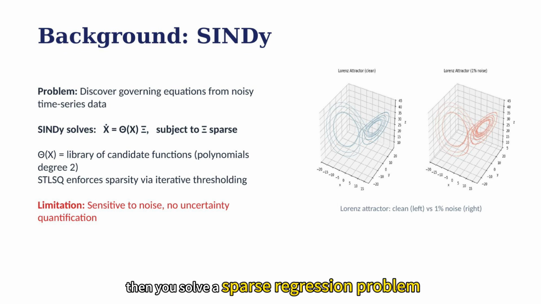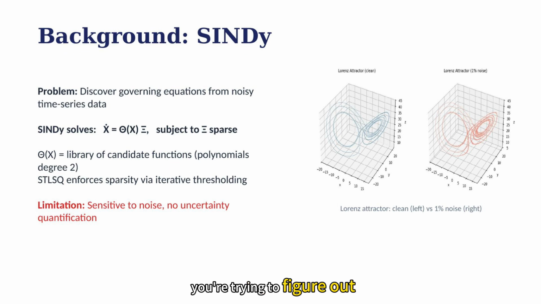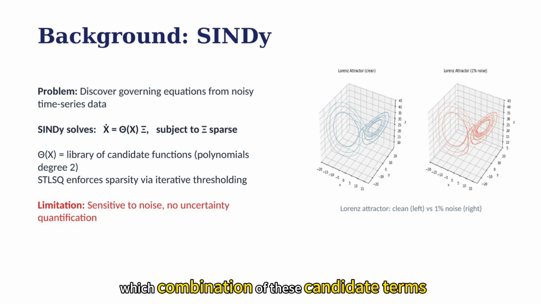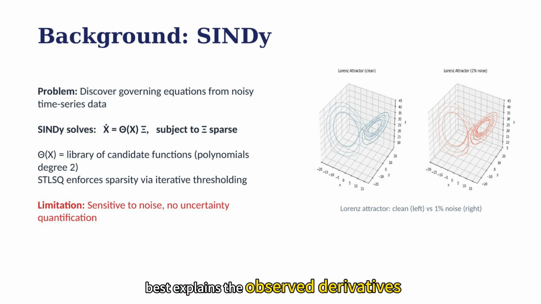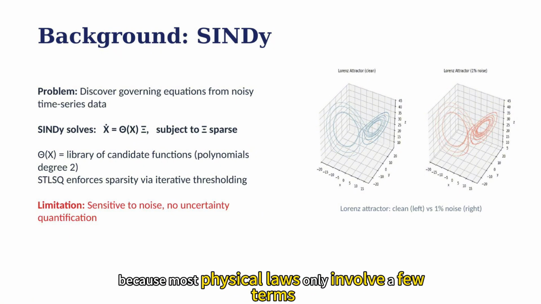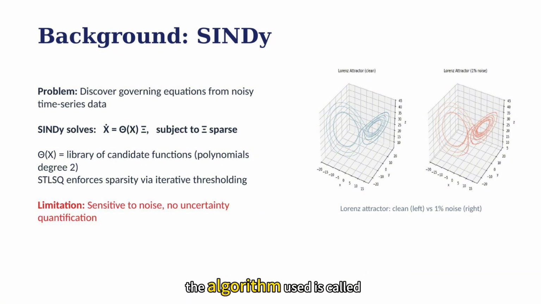Then you solve a sparse regression problem. You're trying to figure out which combination of these candidate terms best explains the observed derivatives, but with a sparsity constraint, because most physical laws only involve a few terms. The algorithm used is called STLSQ, sequential thresholded least squares. It basically does ordinary least squares, then sets any small coefficients to 0, and repeats until convergence.